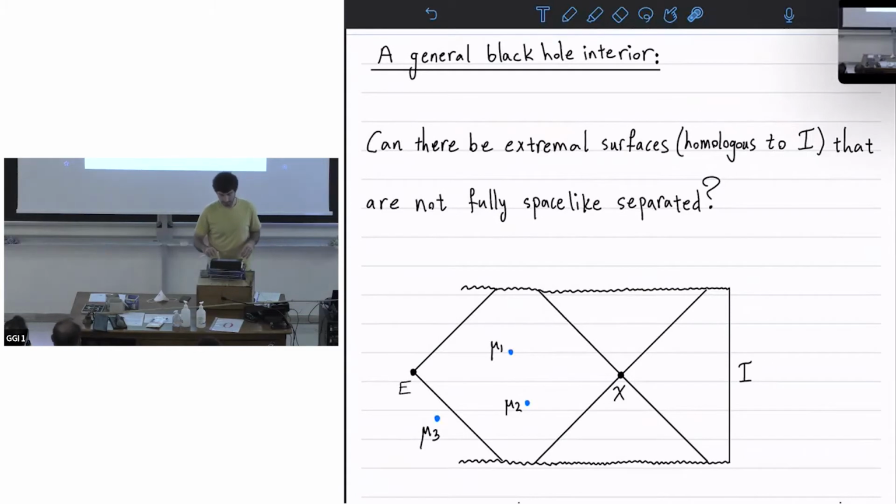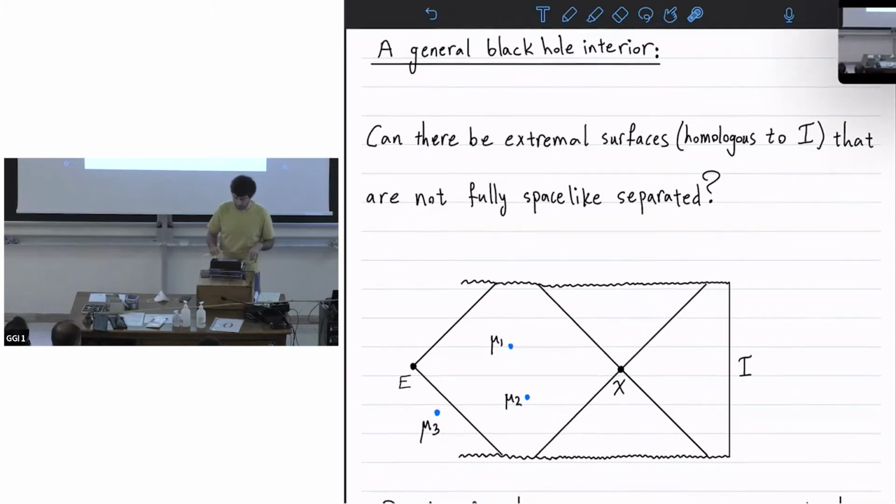Okay. So what can happen in a general black hole interior? Can we have quantum extremal surfaces like mu1 and mu2 that are time-like separated from each other or from the RT surface? For a while, we were thinking that maybe the Python's lunch conjecture is a hint that this can't happen. Looking for a proof, didn't work. Until we found an explicit counterexample. We started finding explicit solutions. So I think there's actually something instructive about the counterexamples, and I'm going to discuss that.